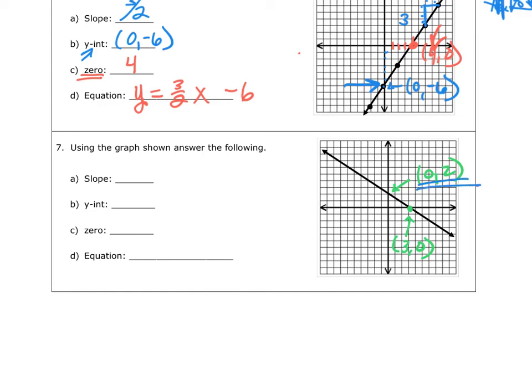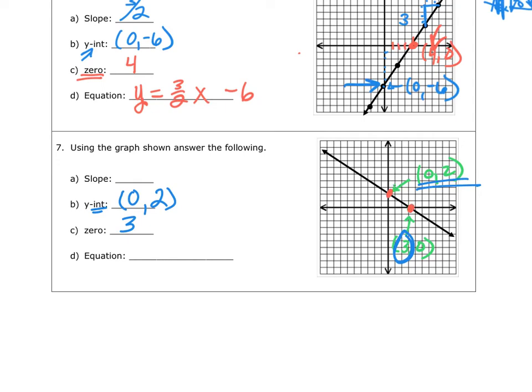So my y-intercept, if I ask for it as an intercept, you have to write it as a point, which means it has to have the parentheses and the comma. My y-intercept is at (0, 2). My 0 is the x-intercept, but it's just the x value. So my x value is 3. All I need to do now is find the slope, and I'm going to find 2 good points. I'm going to use the intercepts.